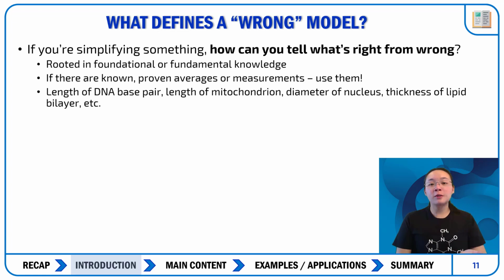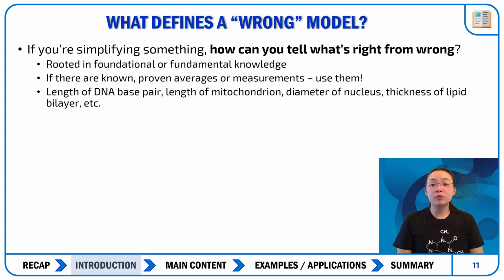So with all this talk about modeling, how do we know what's right from wrong? If you're simplifying something, the greatest fear is probably that you're simplifying it way too much. And usually an oversimplification means that your approximation is going to be pretty bad. So this is really rooted in foundational or fundamental knowledge.